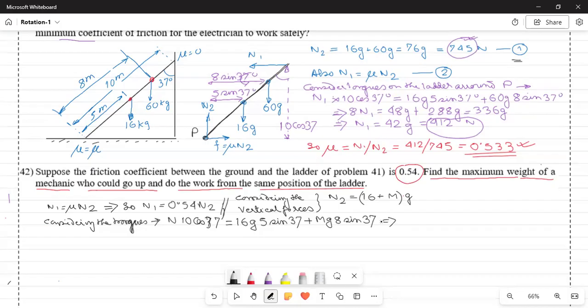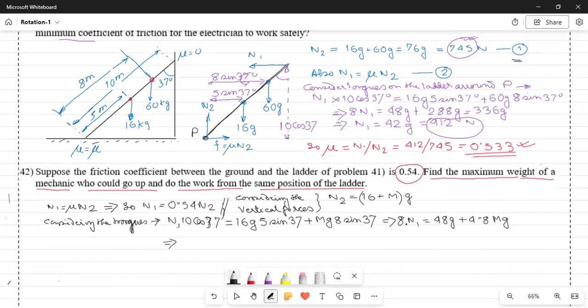From here we get, like earlier, 8N1 is equal to, earlier it was 48G, now also it remains 48G plus, earlier it was calculated 288, now you cannot calculate, now it is 8 into sine 37, sine 37 is 0.6, so 8 into 0.6 is 4.8, so 4.8 capital MG. So from here we go to the next step.